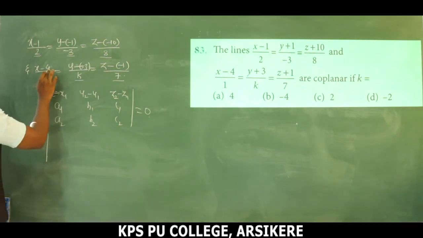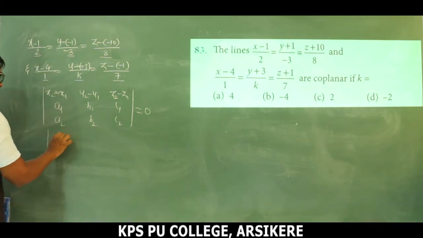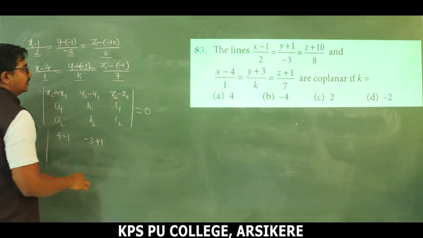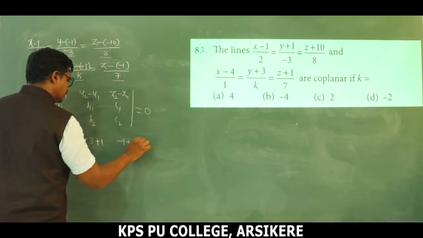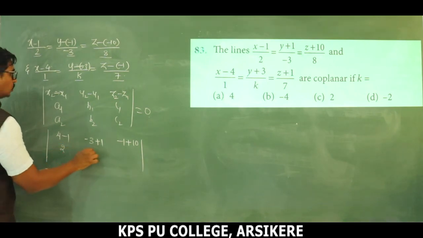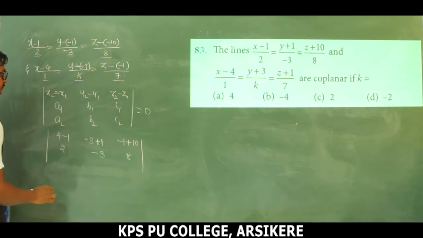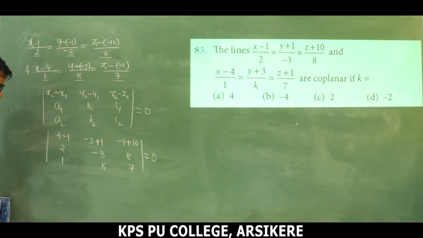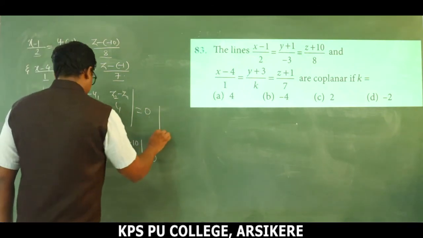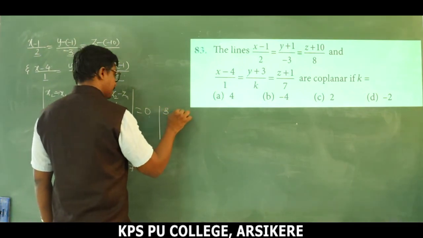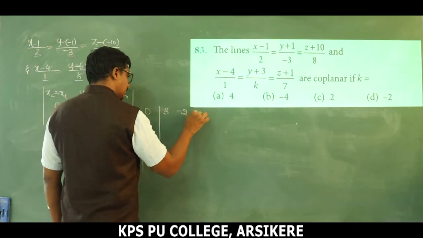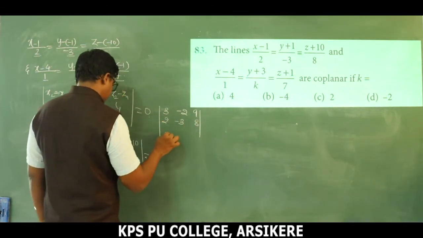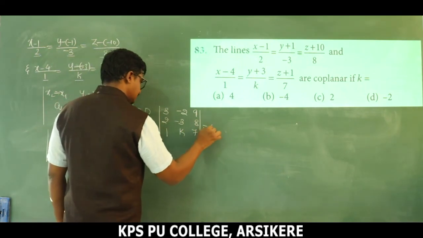x2 minus x1 is 4 minus 1, and the second one is minus 3 minus of minus 1, which is minus 2, and this is minus 4 plus 10. The determinant has first row 3, minus 2, 6, in the second row 2, minus 3, 8, and in the third row 1, k, and 7, is equal to 0. Next step is expansion.